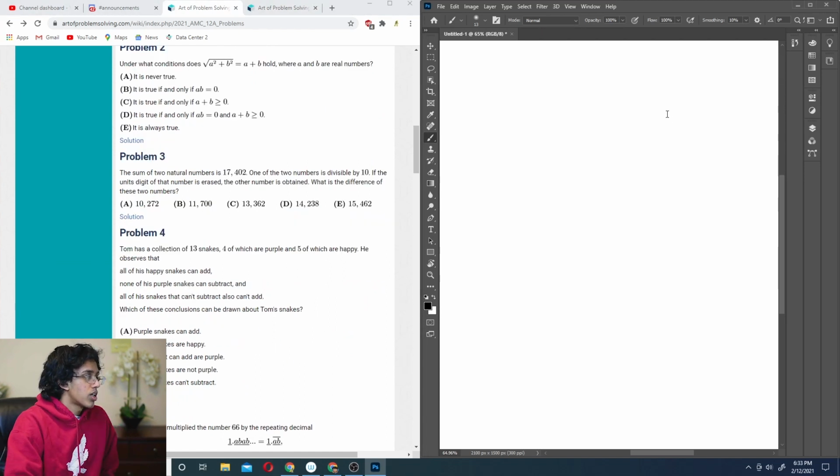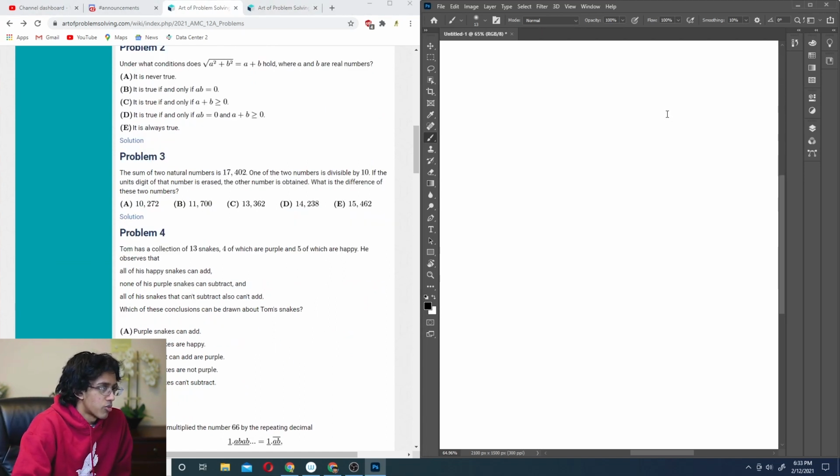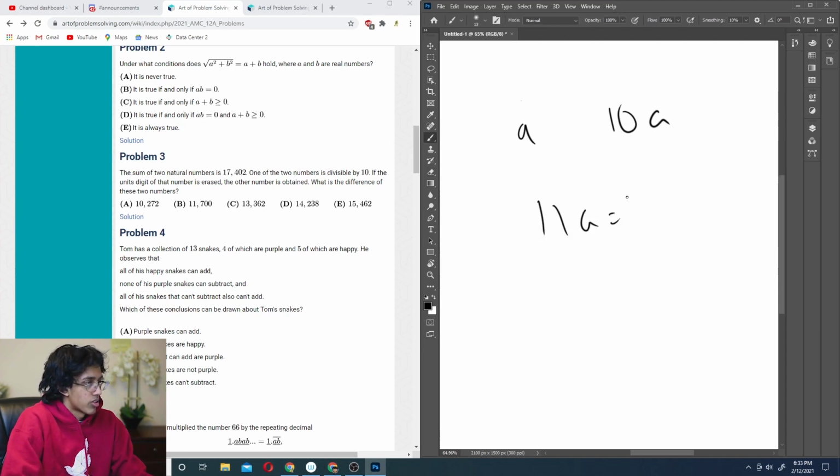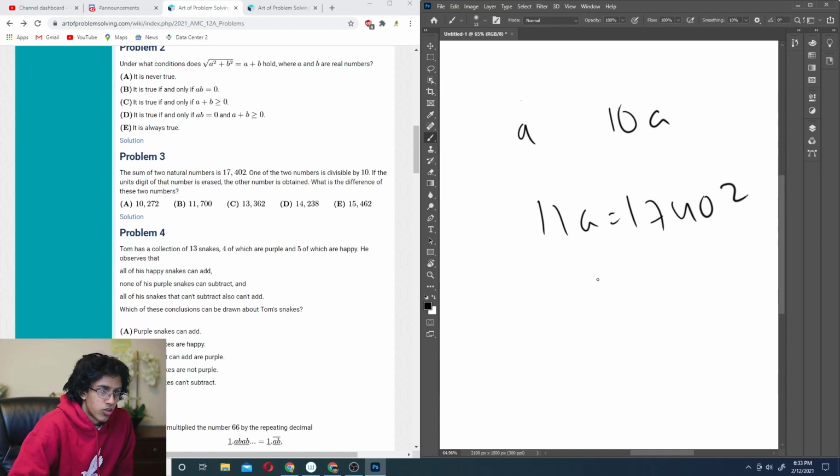Alright, the sum of two natural numbers is 17,402. One of the two numbers is divisible by 10. If the unit digit of the number is erased. So essentially one is a and one of them is 10a, right? 10a is the bigger number and a is the smaller number. So essentially we're trying to find 9a, and we're given that 11a is equal to 17,402. So essentially we just divide.